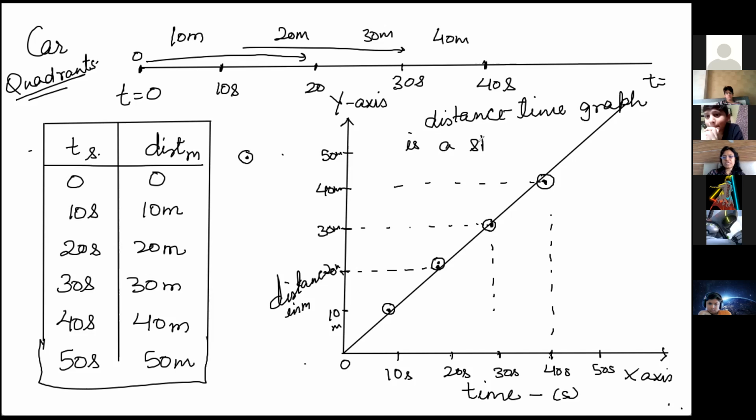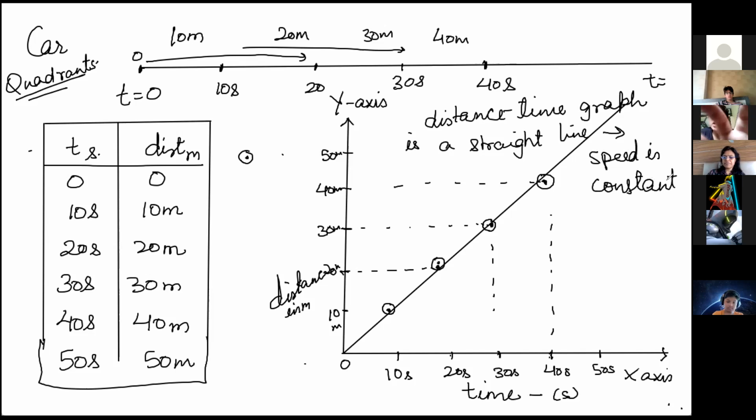it means speed is constant. You should note it down, okay? Or you can take a screenshot. So when the distance time graph is a straight line, it means speed is constant.